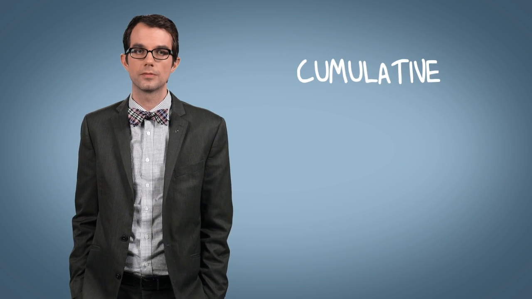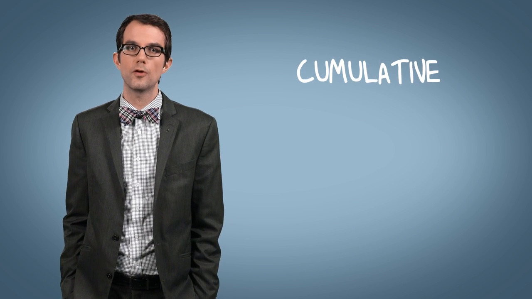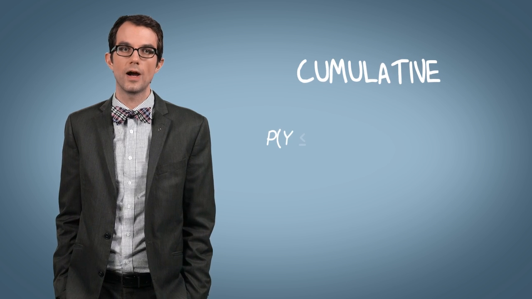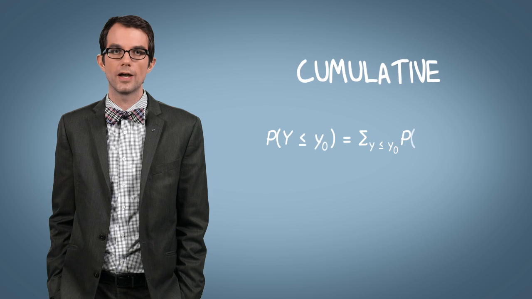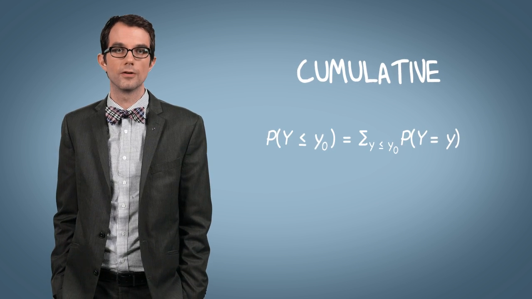There are many problems for which we wish to calculate the probability that an observed value of Y will be less than or equal to some value y0. In such a case, we use a cumulative distribution. This is represented as the probability of Y less than or equal to y0, which is the sum of probabilities of each realization of Y from the lower bound of realizations up to and including y0.